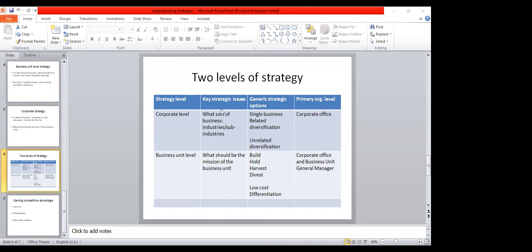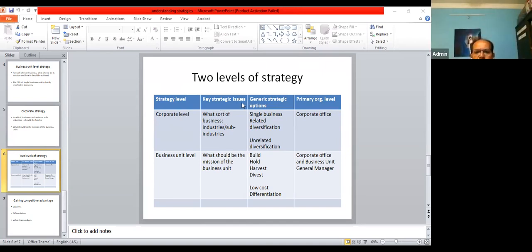Now, the second column, key strategic issues. What are the issues? When we talk about the key strategic, it means the main strategy on which the entire company depends. So what sort of business, industries and sub-industries? Industry means, say, cement industry, pharmaceutical industry, hotel industry, education industry; these are different industries. Cement and pharmaceutical are two different industries altogether, so we cannot have one strategy. You have to have a separate strategy for the pharmaceutical industry and a separate strategy for the cement industry.